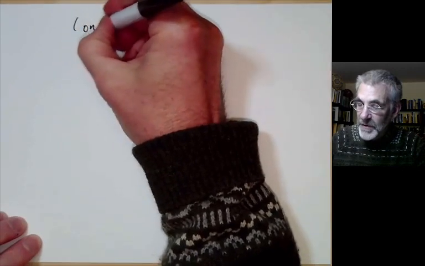This lecture is part of Berkeley Math 115, an introductory undergraduate course on number theory. This particular lecture will be mostly about congruences and Fermat's theorem. So I'll start by reviewing congruences.